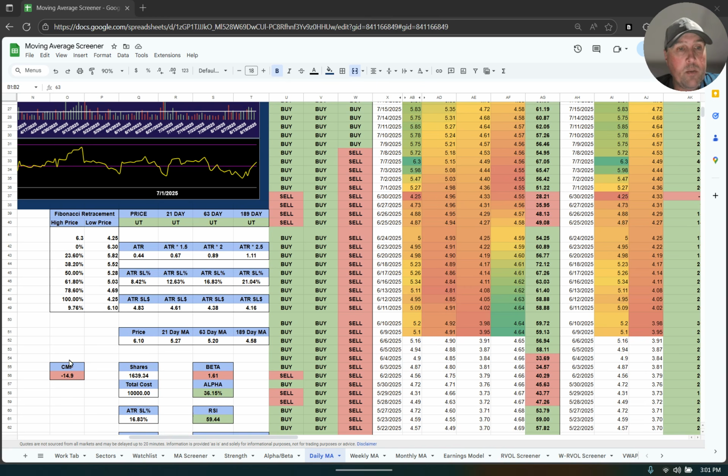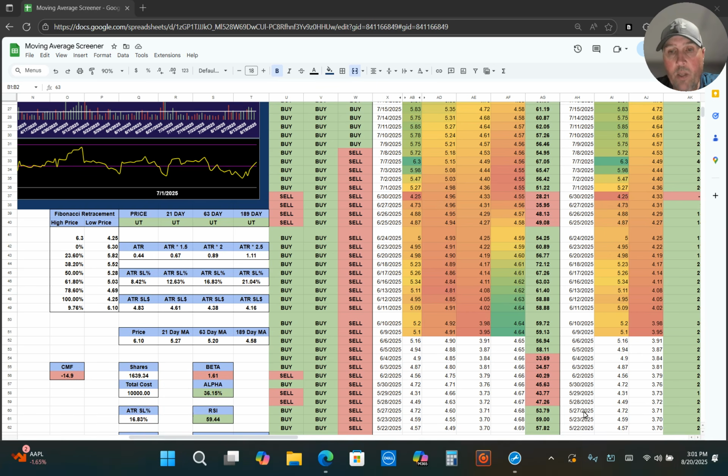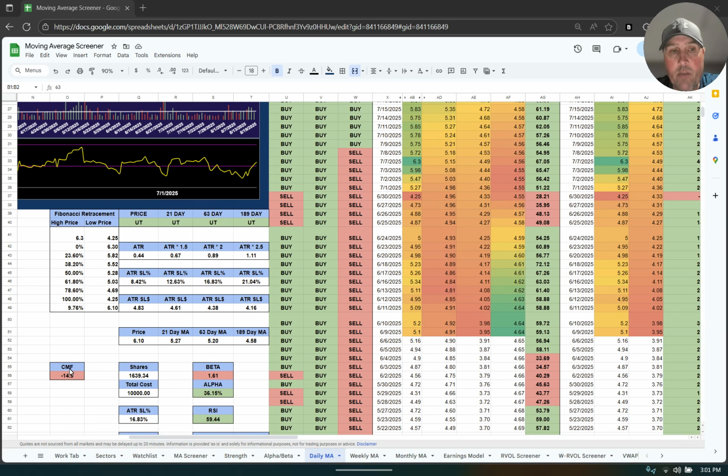If it's above 0, that means we're in accumulation from institutions. If it's below 0, we're in distribution. So maybe we'll see this go into accumulation today after today's close, or trending up. And we have a chart that will look at this Chaikin Money Flow, but I'd like to have it right here just to see real quick.